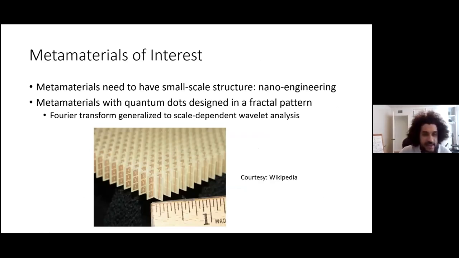This is almost the end of my talk. And basically, the metamaterials that we might be interested in are stuff that has very small scale structure, things that are nano engineered. And one idea is something like quantum dots, which you could design to have maybe self-similar structure at different scales. There seems to be exotic effects happening there. And I want to point out that conformal gravity has this scale invariance associated with it. So that's why I was trying to relate conformal gravity to the metamaterials, because some of these metamaterials have this scale invariance.